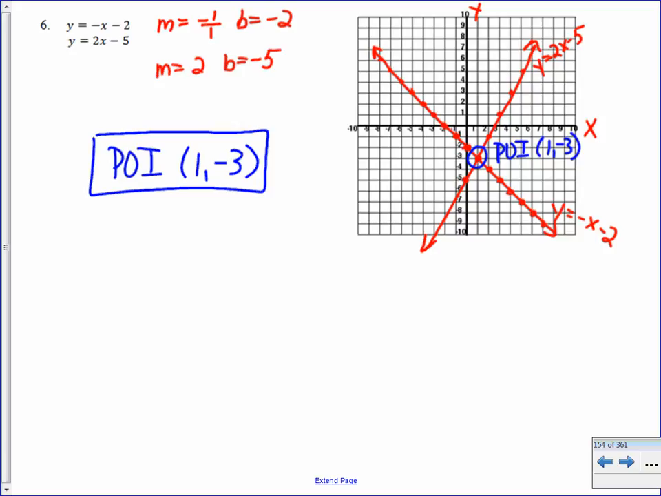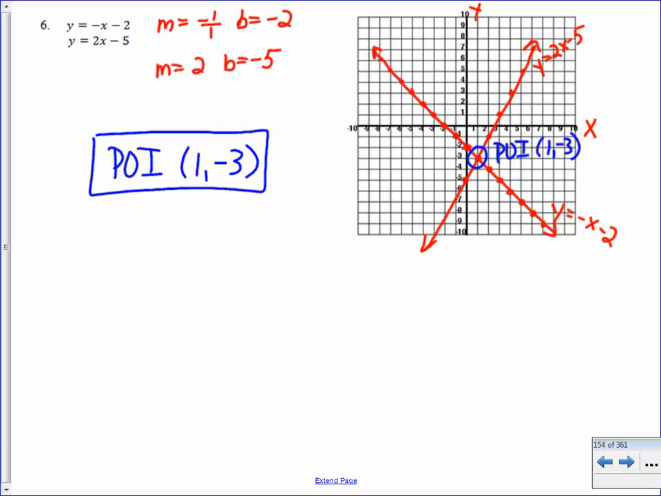I start at the 2 and I go down 1 to the right 1, down 1 to the right 1, and I label my graph y equals negative x minus 2. On the same set of axes, I graph y equals 2x minus 5. Again, I'm going to start at the negative 5 at the y-intercept, and I'm going to be going up 2 to the right 1, up 2 to the right 1.